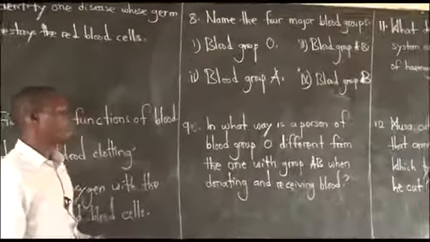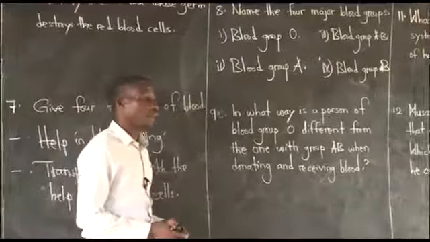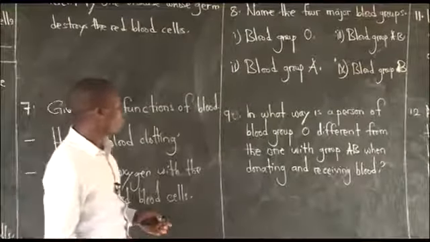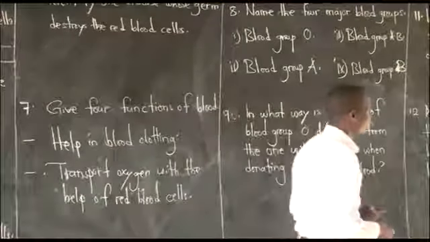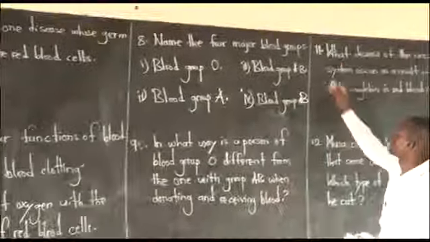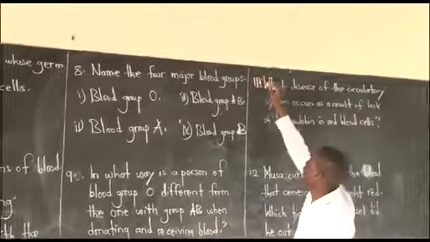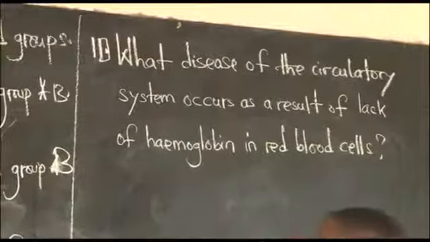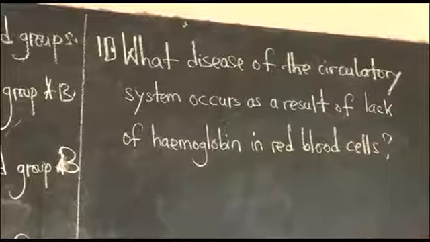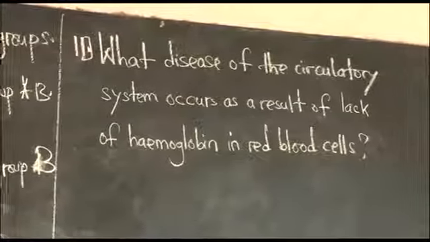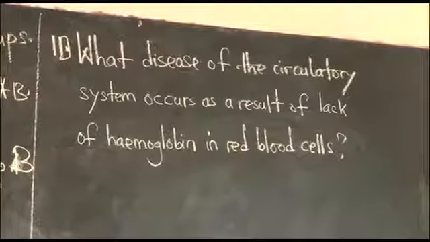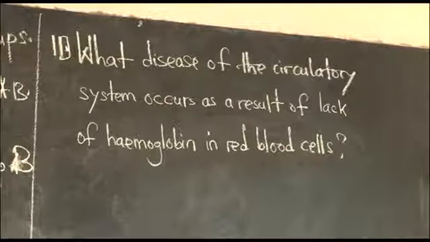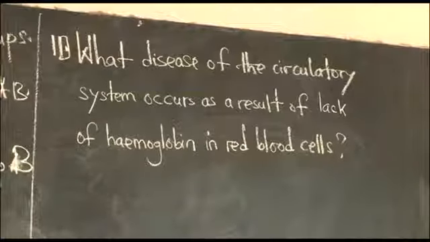You can do this from that idea, as we move on. And then we have to go to number 10. For number 10, we are simply asked, what disease of the circulatory system occurs as a result of lack of hemoglobin in the red blood cells?